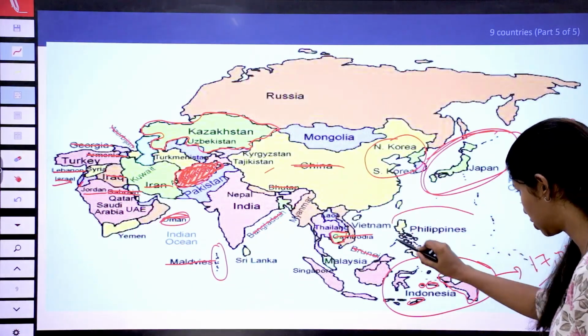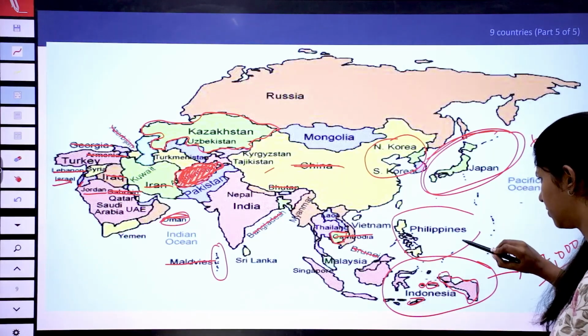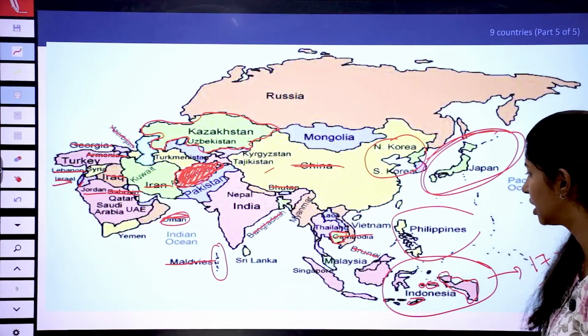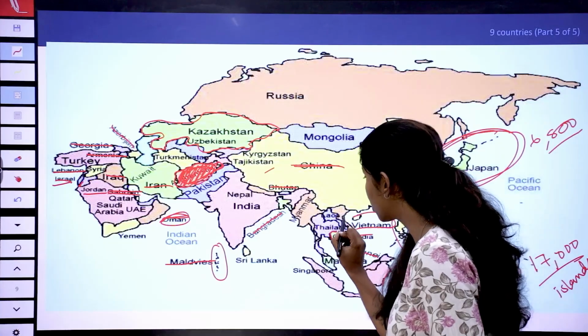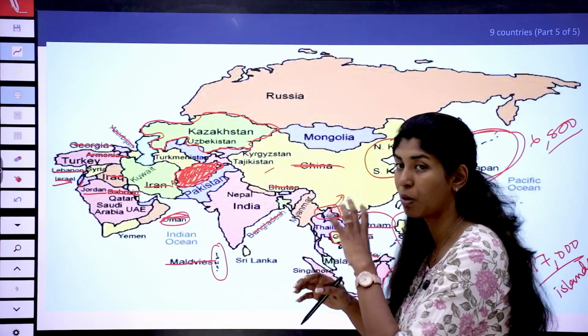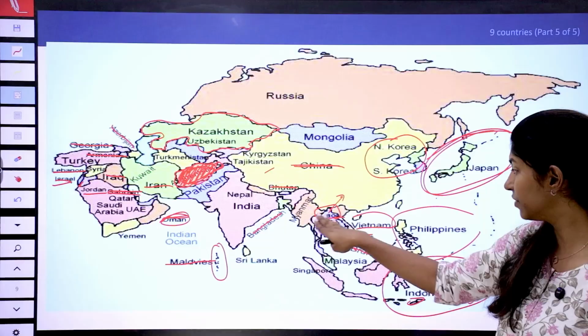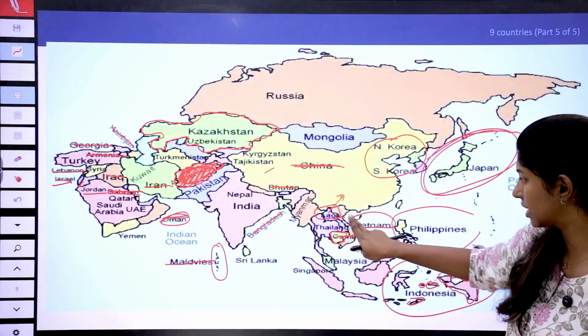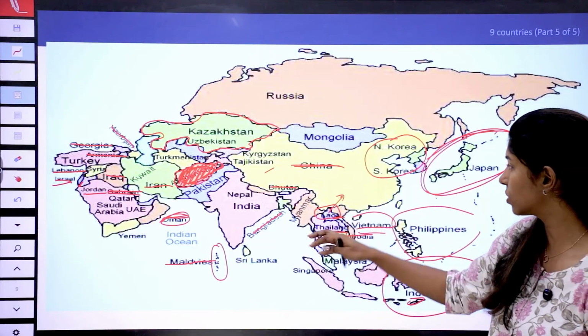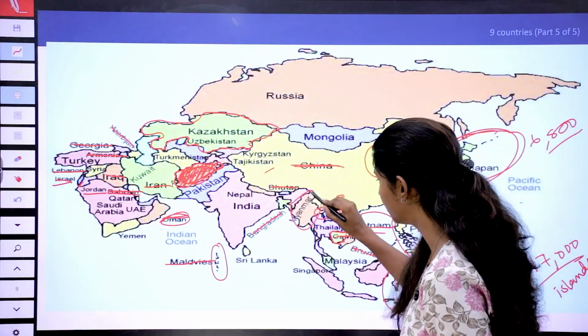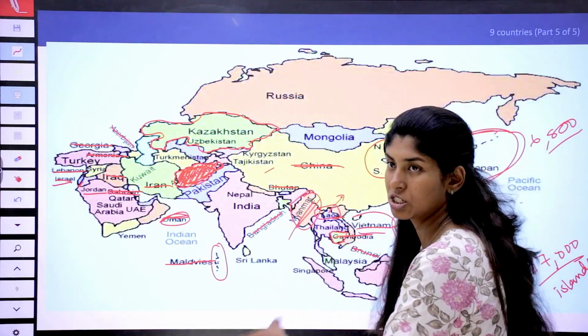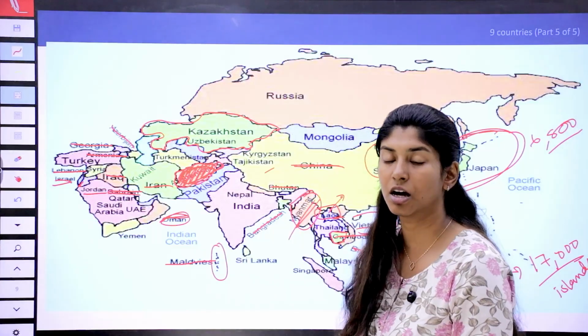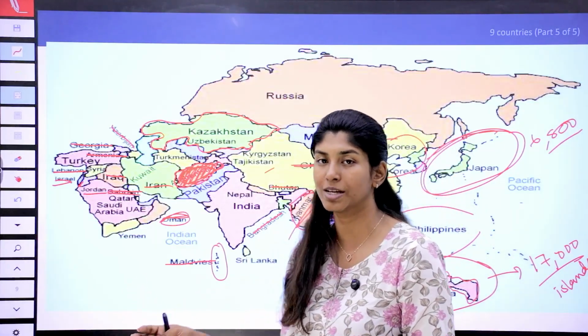We didn't cover Philippines, I think. We only completed Indonesia. And we saw Vietnam, we saw Laos. This is the most bombed country in the Vietnam War, because you can see here is Vietnam, here is Laos. You can see how close they are. And then we saw about Myanmar. It is here. One of the oldest Buddhist stupas is present in Myanmar.